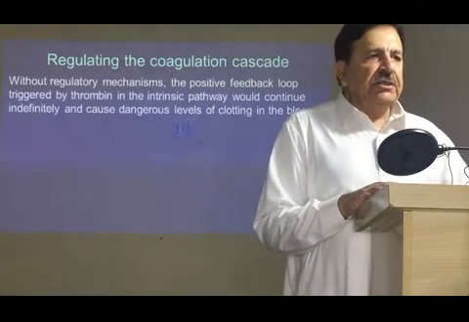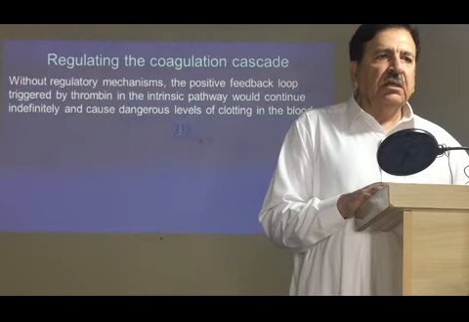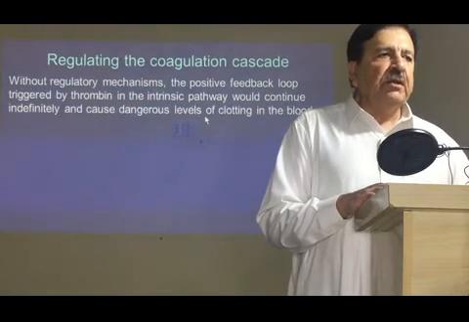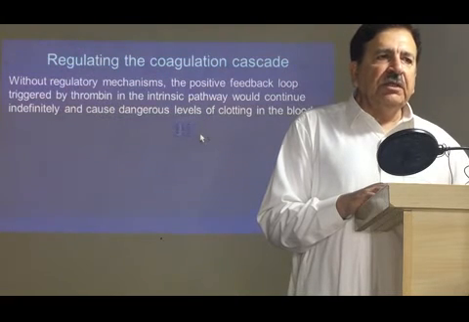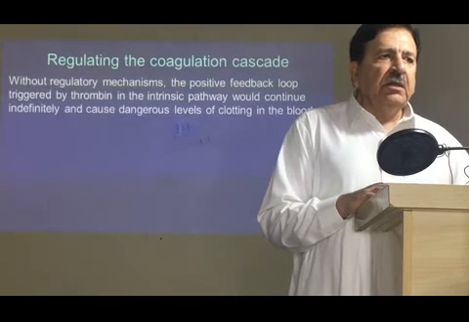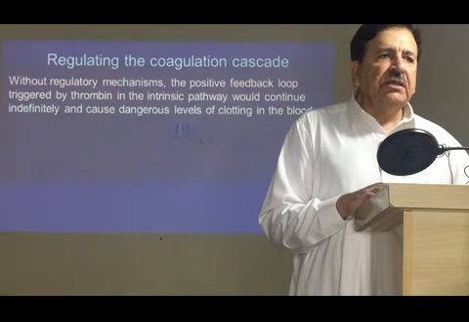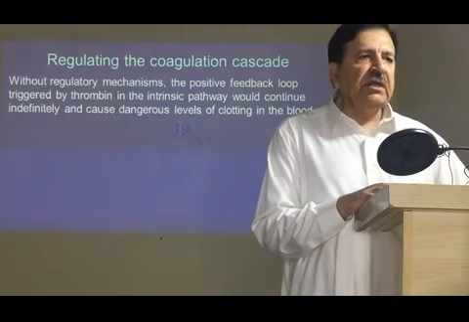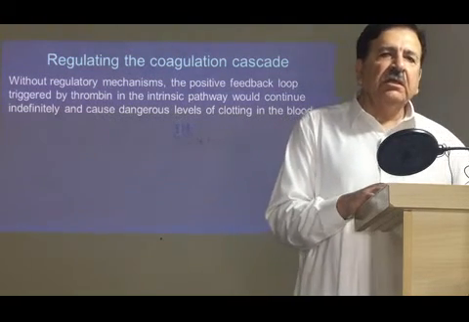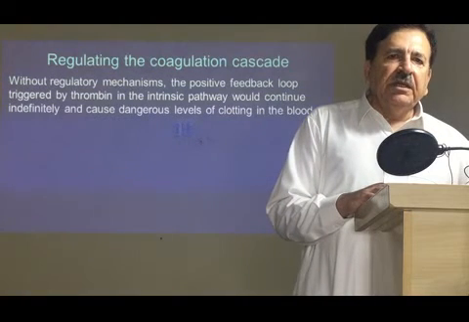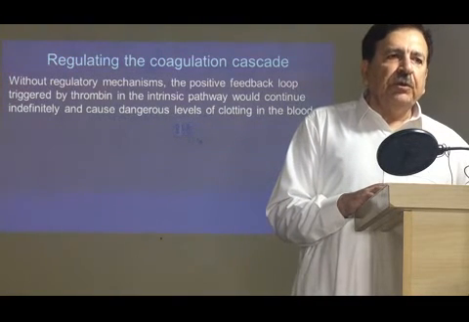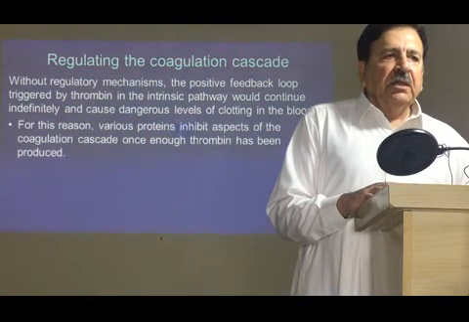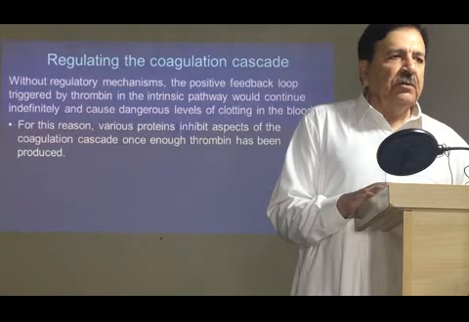Regulation of coagulation cascade. Without regulation mechanism, the positive feedback loop triggered by thrombin in the intrinsic pathway would continue indefinitely and cause dangerous levels of clotting in the blood. So regulation is important. When these pathways are activated, their inactivation is also important. For this reason, various proteins inhibit aspects of the coagulation cascade.